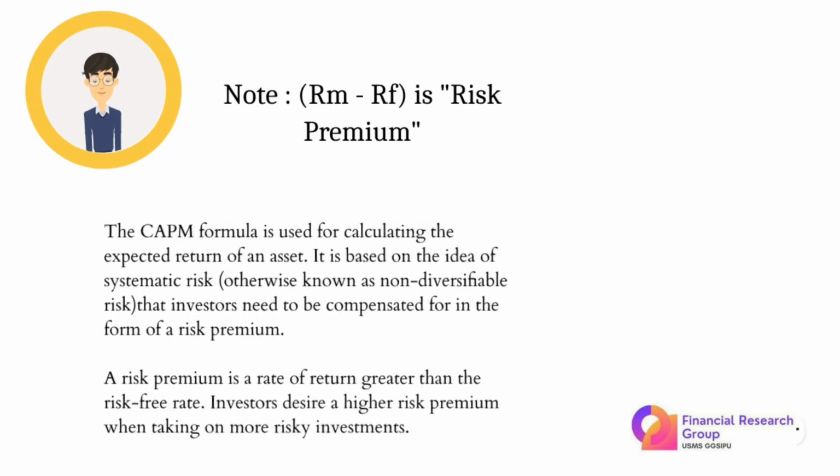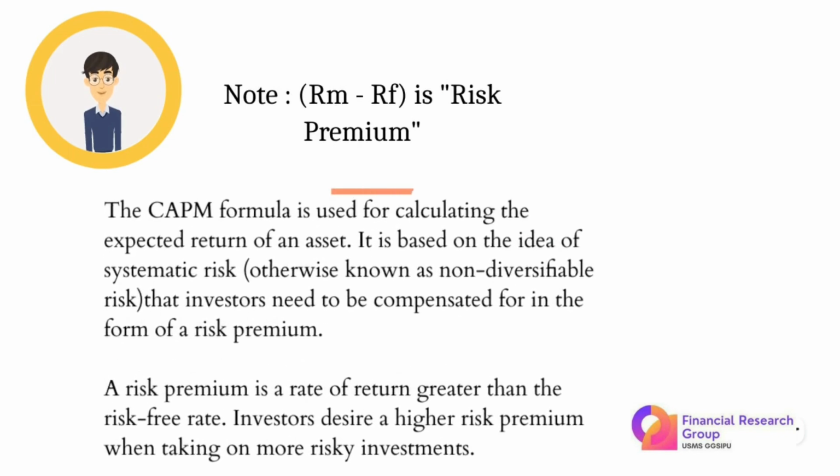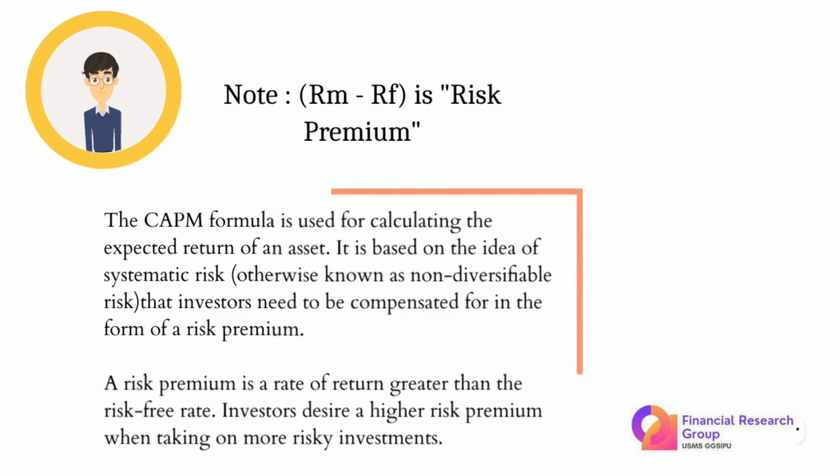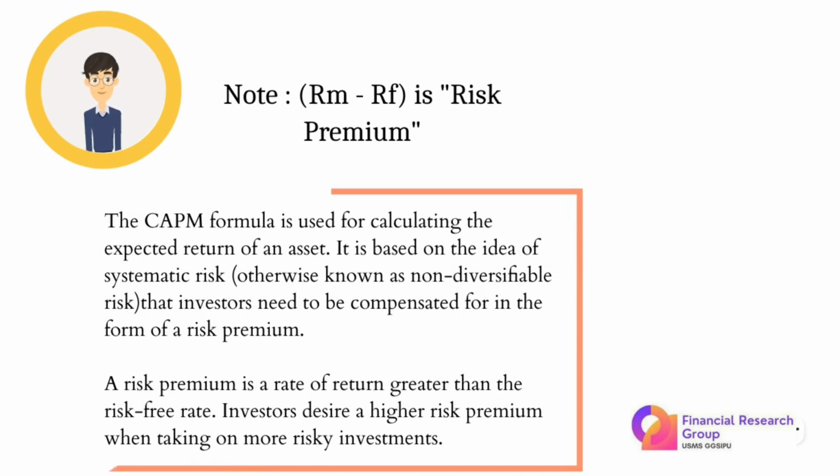The CAPM formula is used for calculating the expected return of an asset. It is based on the idea of systematic risk, otherwise known as non-diversifiable risk, that investors need to be compensated for in the form of a risk premium. A risk premium is a rate of return greater than the risk-free rate. When investing, investors desire a higher risk premium when taking on more risky investments.